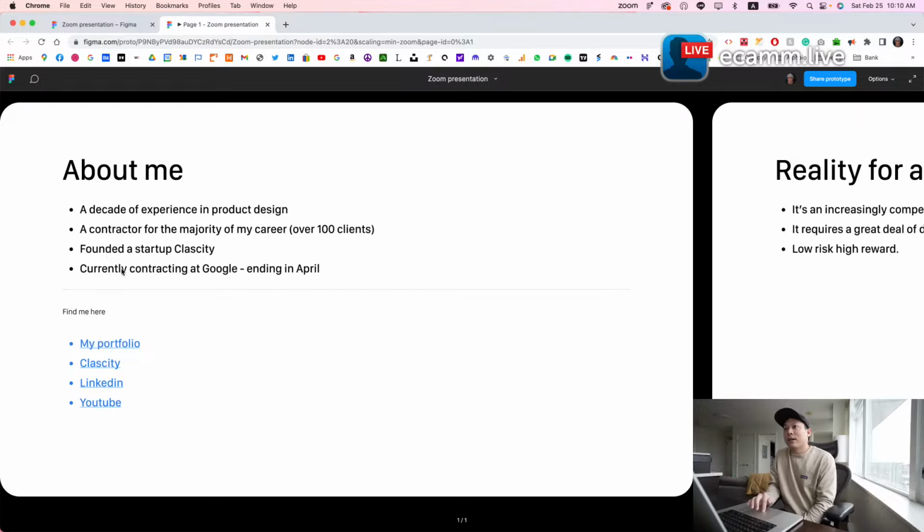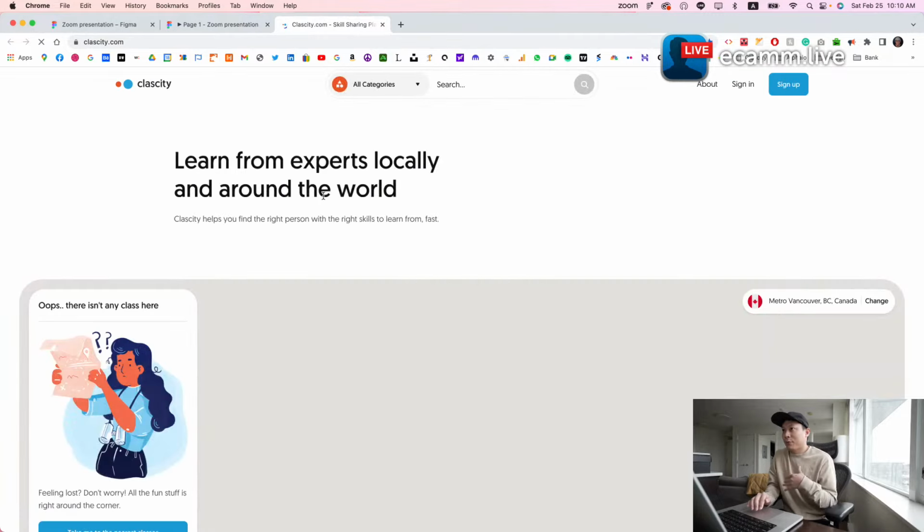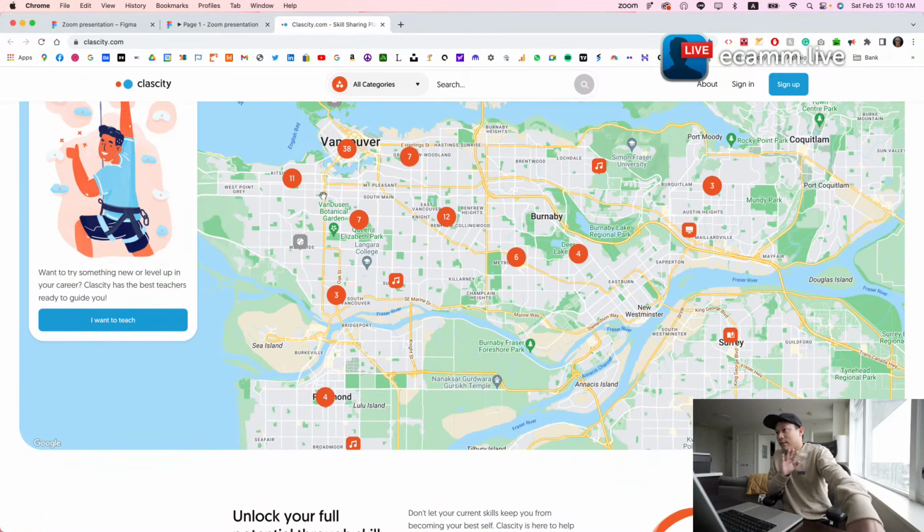I have another, not agency, I started more of a product called Clascity. It's more for people to book classes and all that. Myself, I designed the whole thing and then coded it, and then worked with my team on the back end side of things.